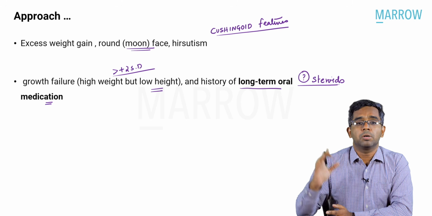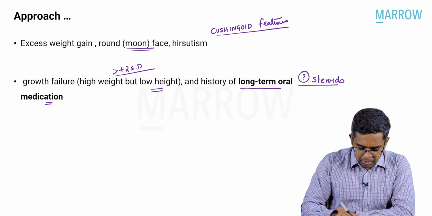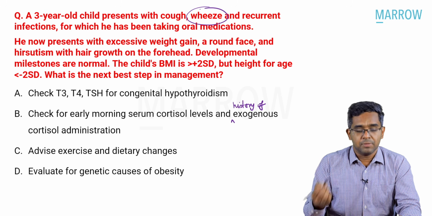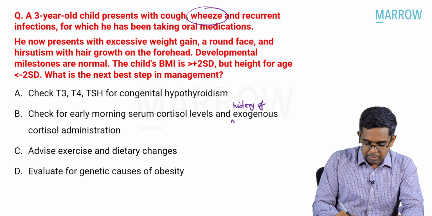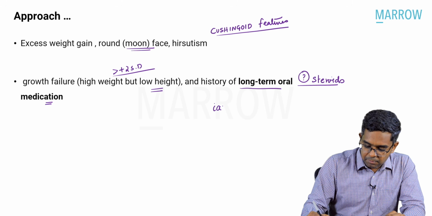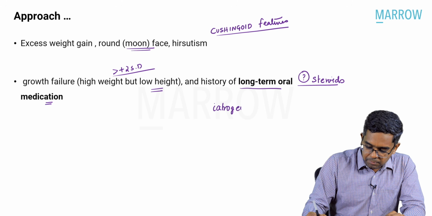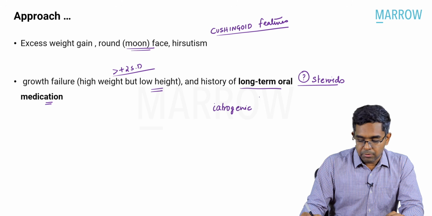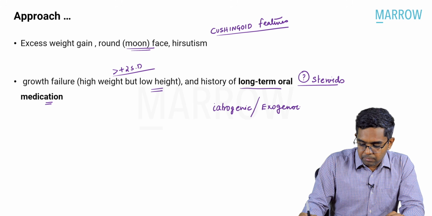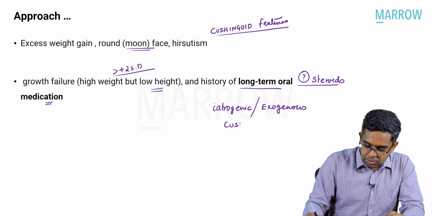For a long-standing problem in this particular child, maybe we can correlate with the history of wheezing, and for that wheezing, maybe the child could have been prescribed steroids for a long period of time. So it's more of an iatrogenic steroid usage, or exogenous type of Cushing syndrome, that we need to keep in mind.